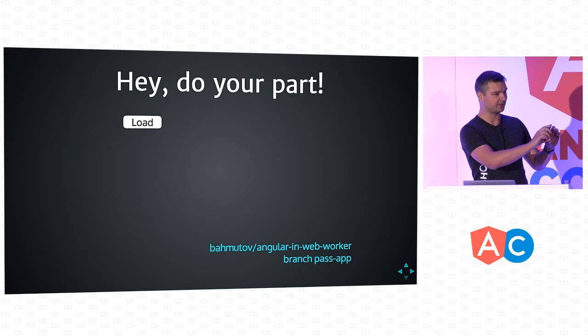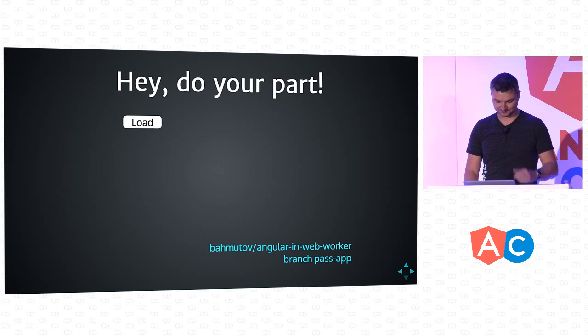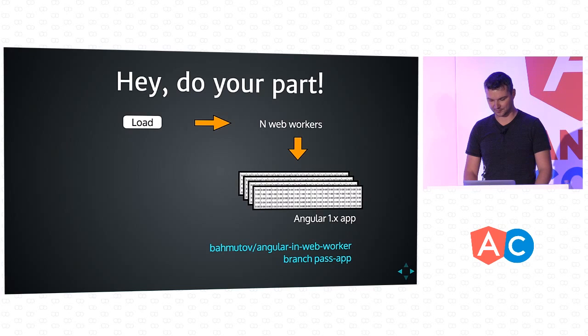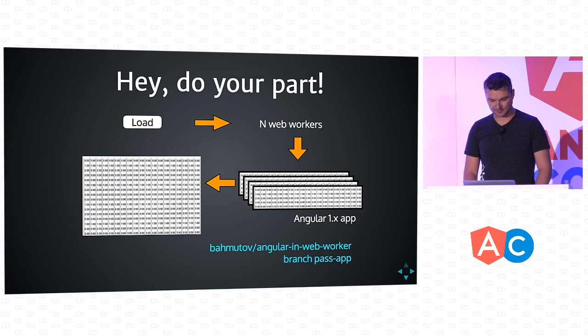Like, hey, you generate just these 5 rows, and you generate the next 5 rows, and then you send me results, and I'll combine them. So you press load, and I start however many web workers, 4, 6, whatever I think is necessary. Each one is running the full Angular 1 app, right? So no special tricks. And then each one sent the update, and I displayed them.